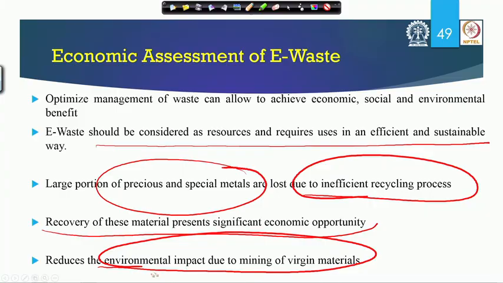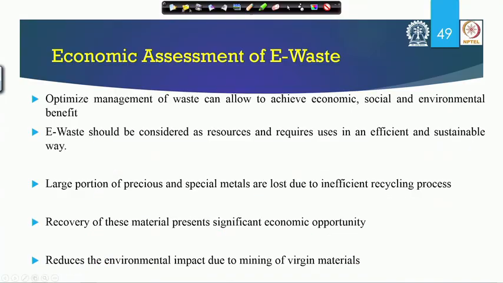So, mining them is a very tedious process. When you mine these rare earth metals, you end up contaminating the environment a lot. You use a lot of energy, a lot of water, and there is mine tailing management and overburden. So these also lead to environmental problems. If we can recover these precious metals from e-waste, we can reduce the environmental impact of mining virgin materials, which is a very significant impact coming from the mining sector.